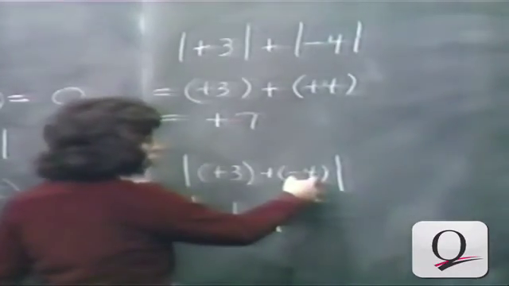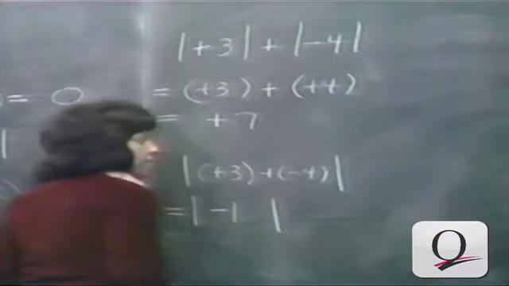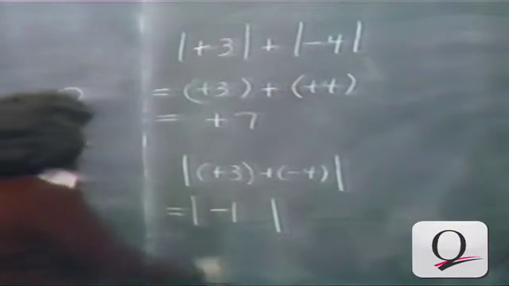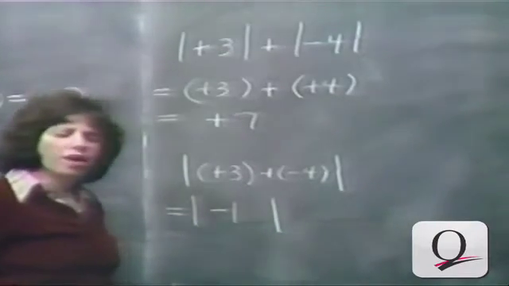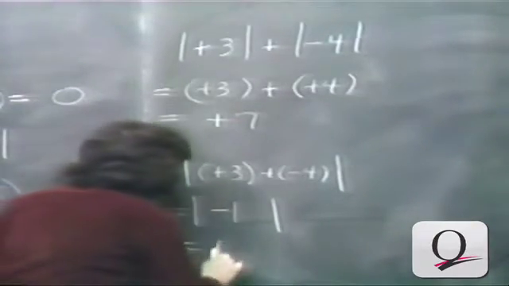Then we say 4 was the larger of the numbers. It had a minus sign, therefore the answer has a minus sign. The absolute value of -1 is the distance between -1 and 0, which of course is +1.